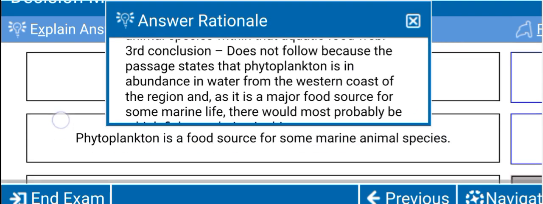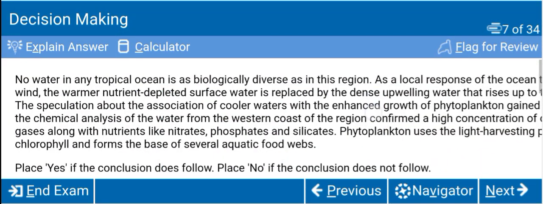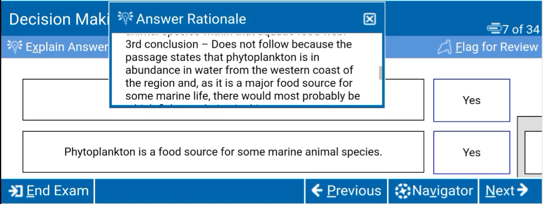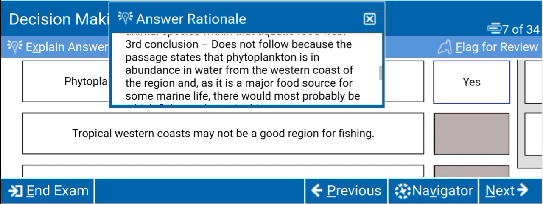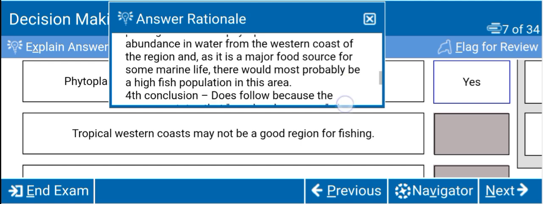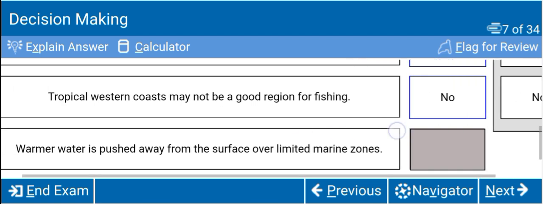Third conclusion, it does not follow because the passage states that phytoplankton is in abundance in water from the western coast of the region, as it is a major food source for submarine life. There would most probably be a high fish population in this area. So the third conclusion does not follow, so we will drag a no and drop it here.